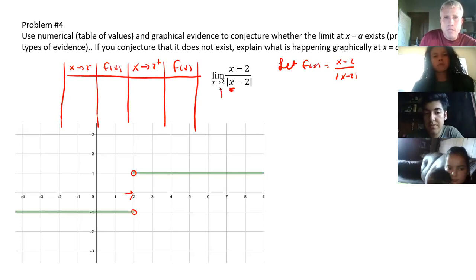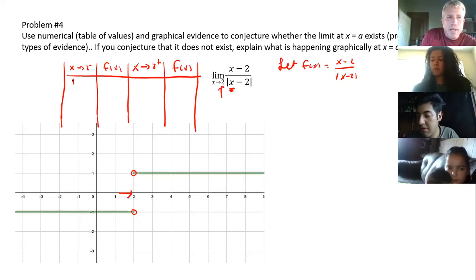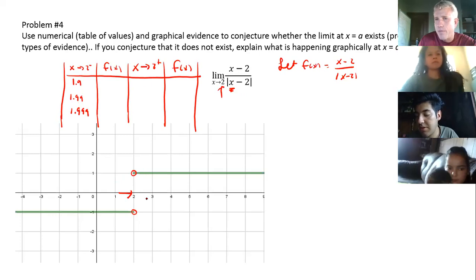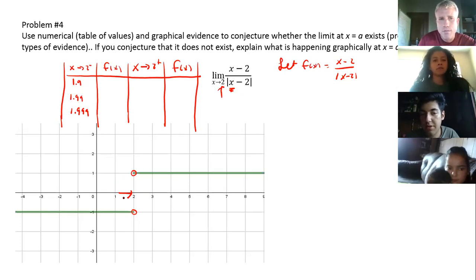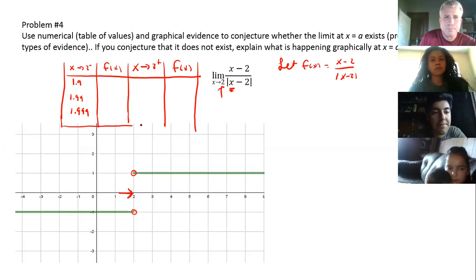Now we just need to pick numbers. For x going to 2 from the negative side, we just need numbers that get closer and closer to 2 from underneath it. So to be underneath 2, I might say 1.9, 1.99, 1.999. That's getting closer to 2. Does that make sense? Getting closer to 2 from below. Yay or nay? Yeah? Okay.